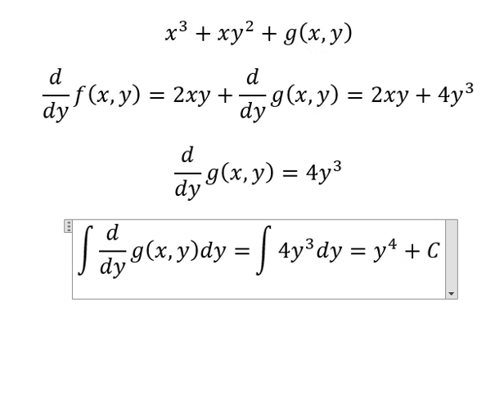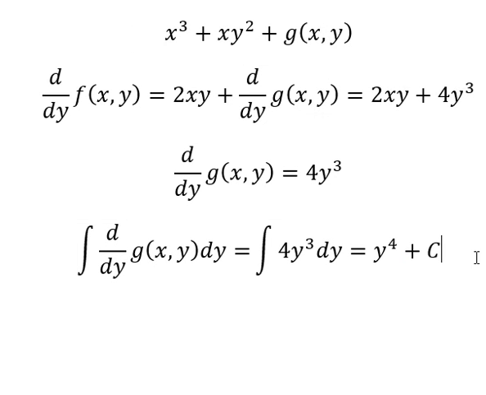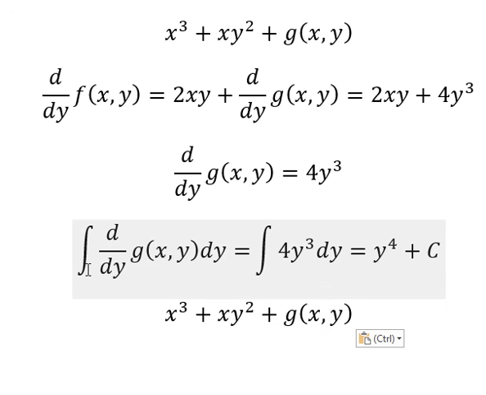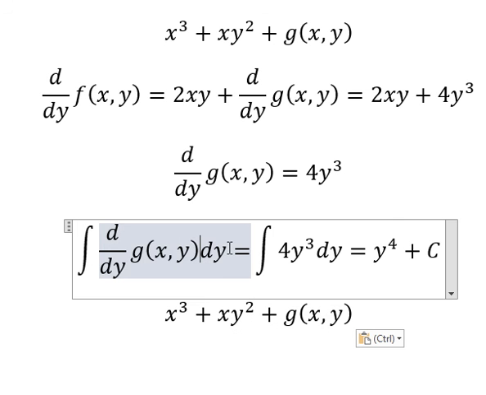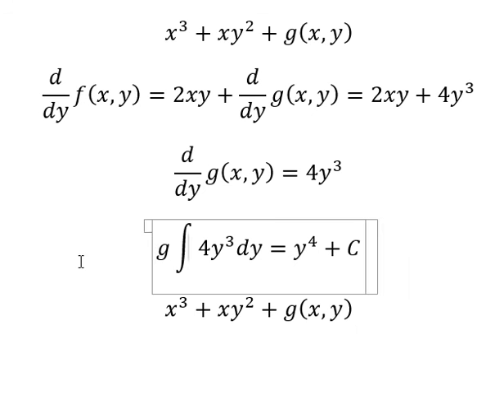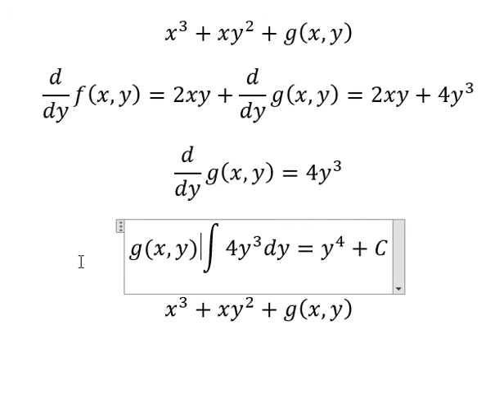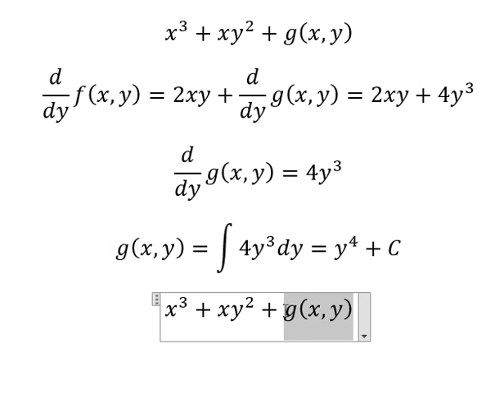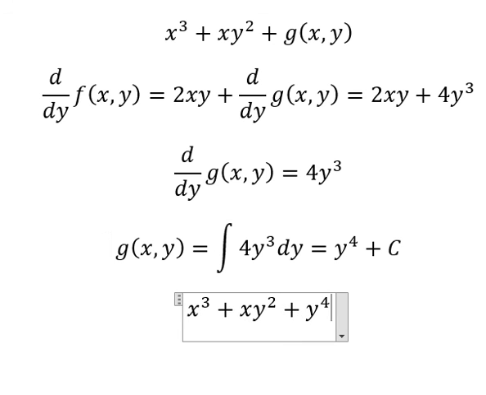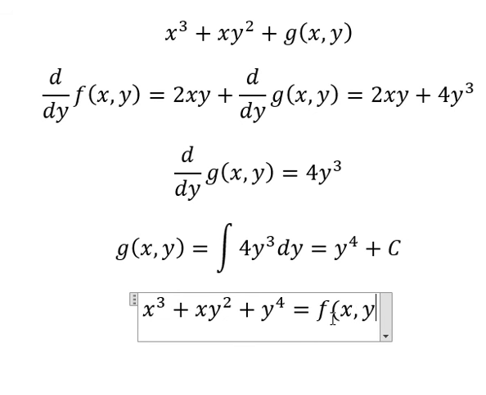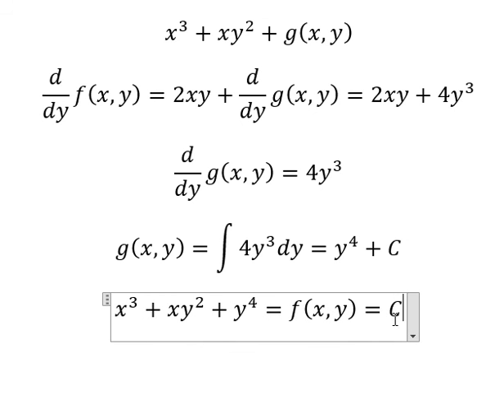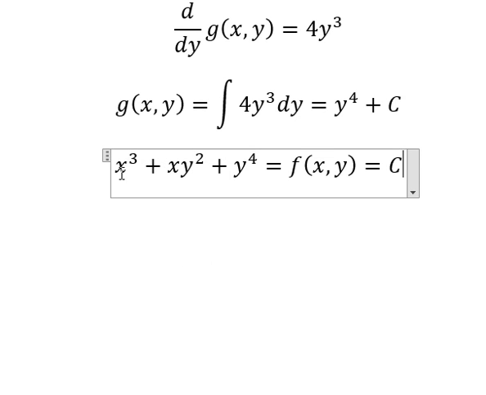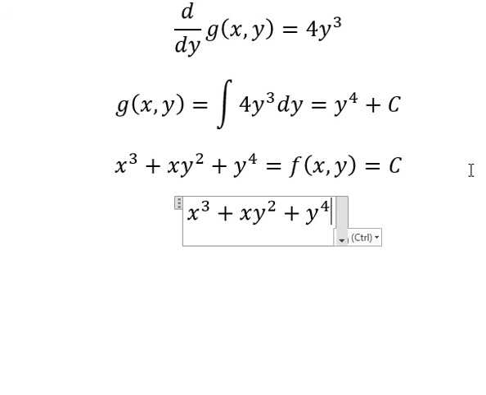Now we return back to this one. We know that the integration of this one in here, we will have 3xy. And 3xy equal to y to the power of 4. So we change this one into y to the power of 4. Everything in here equals to f(x,y). And f(x,y) equal to c, that is the constant. So we can simplify this way.